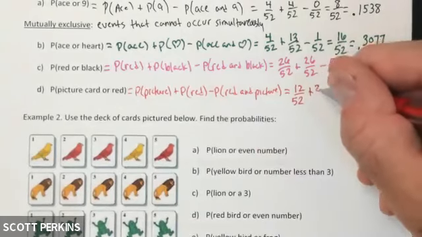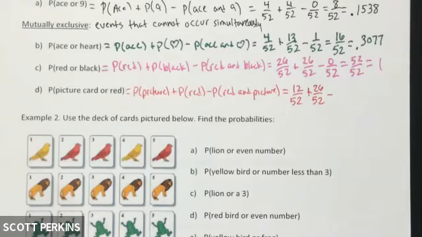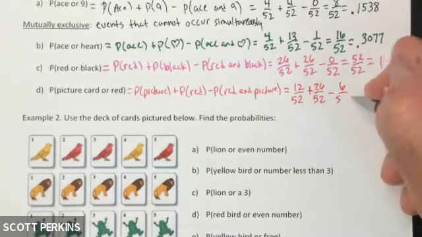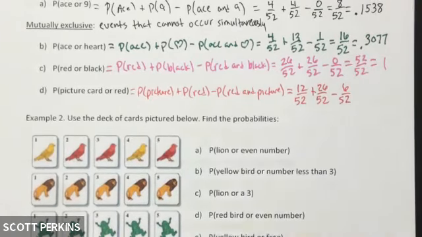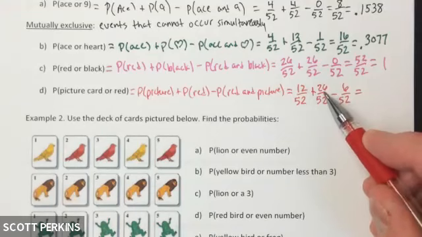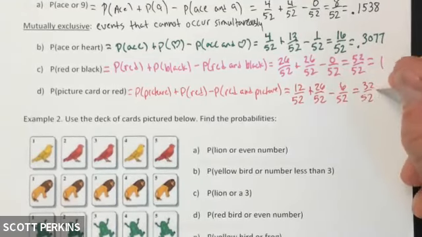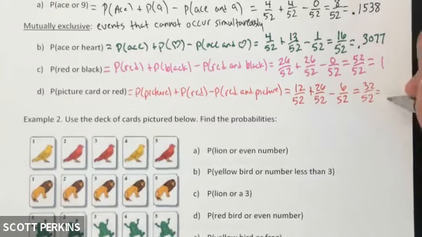Red cards, we already saw. There's 26 out of 52. And then how many cards are there that are both red and a picture card? Yeah, 6 of them. There's the diamonds and the hearts, and then there's a picture card for each, 3 picture cards for each of them, so 6 out of 52. So now they all have a common denominator. 12 plus 26 is 38. 38 minus 6 is 32 out of 52. Once again, you can reduce that, or I'm just going to take the calculator way, and I get 0.6154.